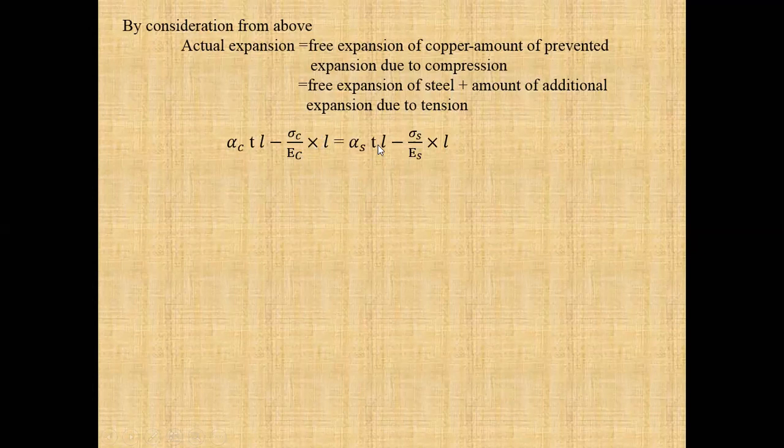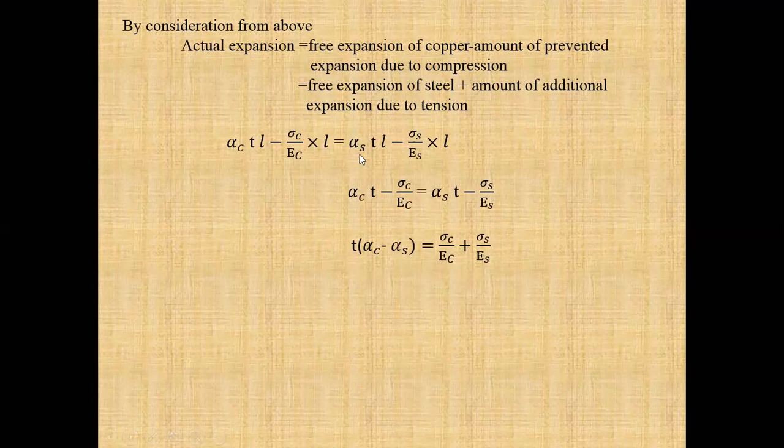So here, this is free expansion of steel, alpha S into T into L, minus this is strain in the steel because this is tensile. So sorry, here it should be plus. Somewhere missed. Sorry, if you are writing it or not, this should be plus. While typing, this mistake. So look at this. Now here I got it right. You look here, this should be subtracted.